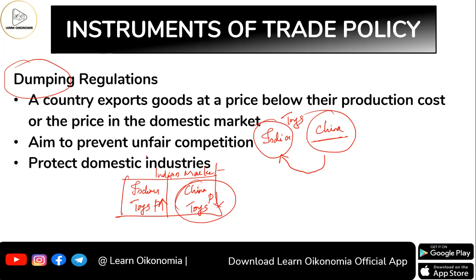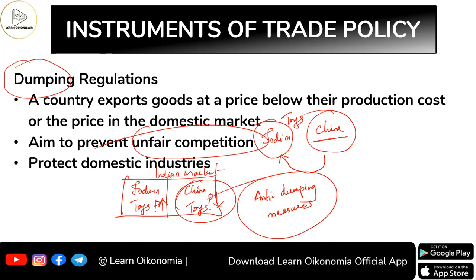So it would be a kind of unfair competition that would be going on in the Indian market in such a scenario. So the government would be taking something like anti-dumping measures because this dumping by China needs to be prevented, so that we could restrict China from selling toys at a lower price in India. As a result of these anti-dumping measures, we could protect our domestic industries. So, the toy making industry in India would be thus flourishing.